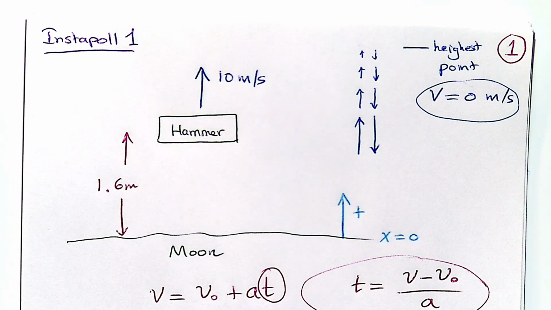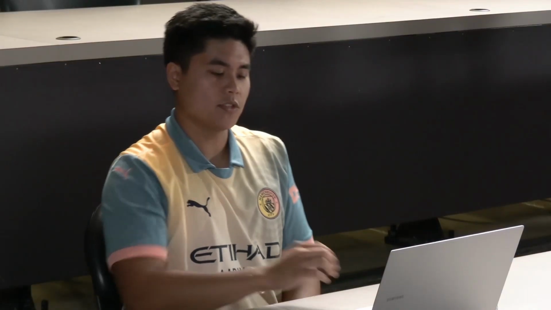Questions, Jericho, on the discussion about that? Someone was wanting an elaboration of why the velocity was 0 at the highest point. Yeah, that's a good question.